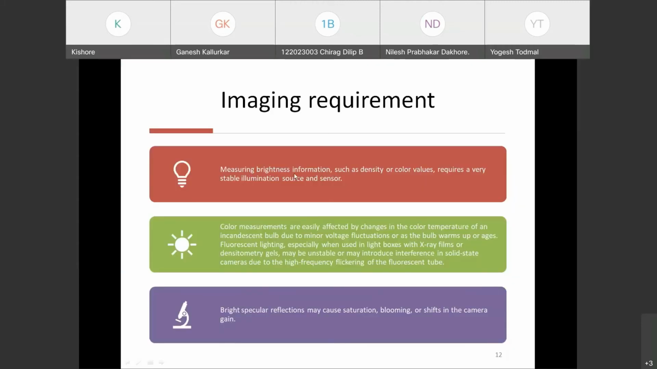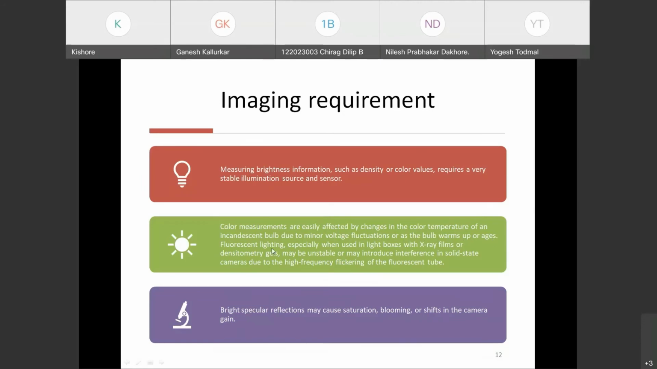Measuring brightness information such as density or color value requires a very stable illumination source and sensor. Like I said, fluctuation of illumination may cause fluctuation in the shadows, fluctuation in the way in which the material reflects the colors, and that is why it is important that you have a stable illumination. Color measurements are easily affected by changes in the color temperature of an incandescent bulb due to minor voltage fluctuation as the bulb warms up or ages.